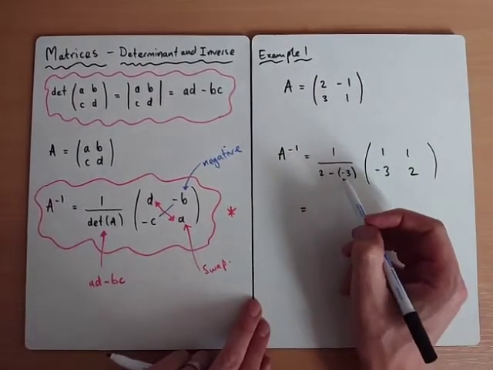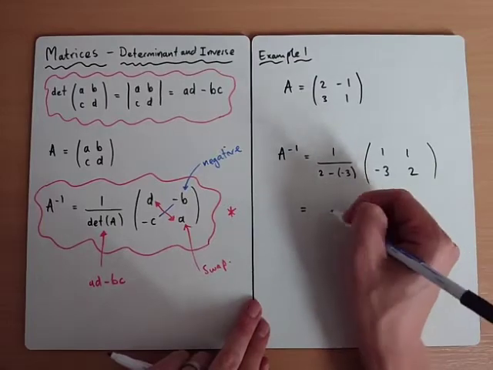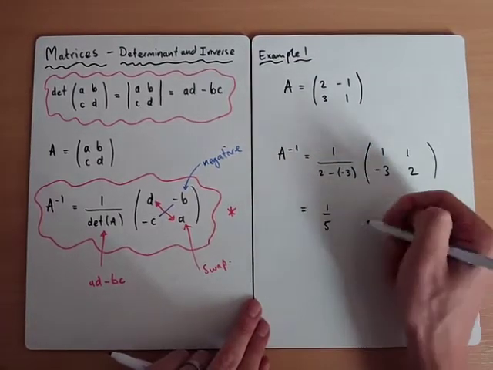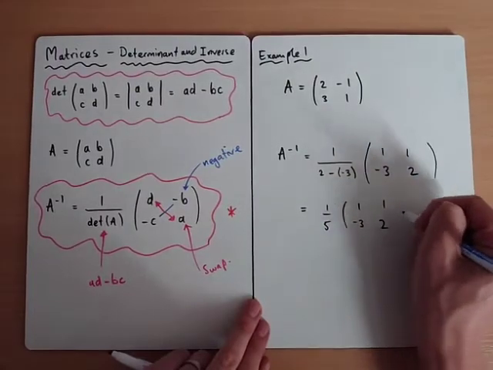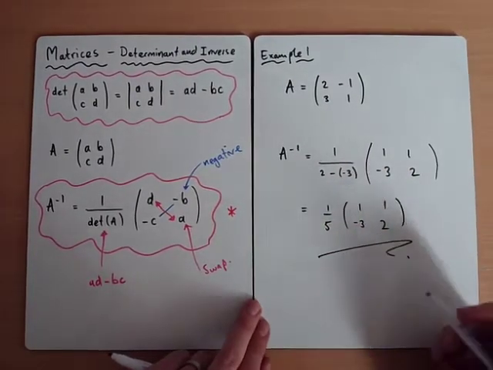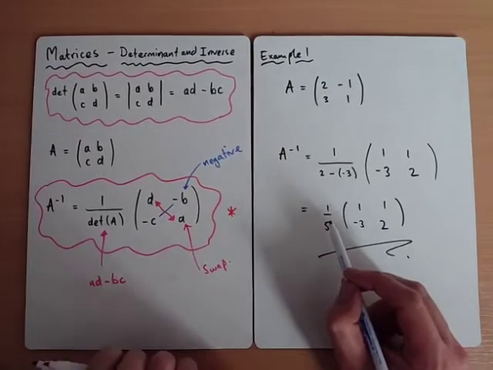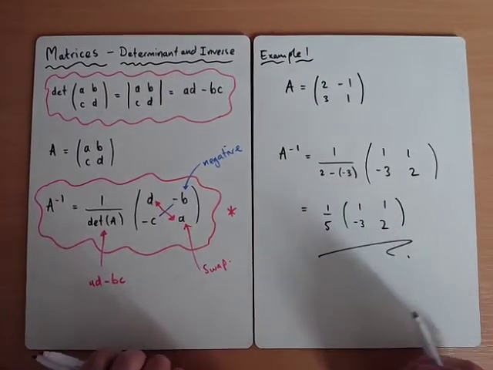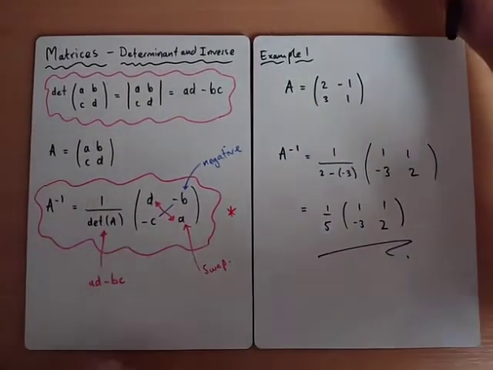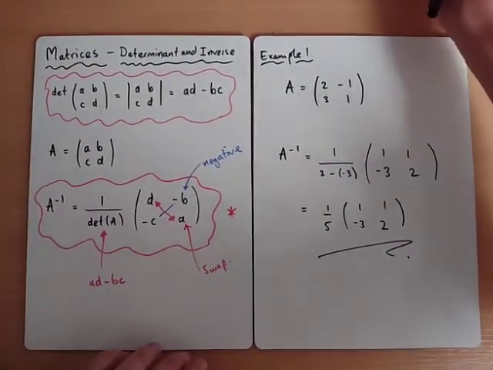So what have we got? Minus minus is a plus, so we've got 1/5 of 1, 1, minus 3, 2. You can leave it like that. Obviously, we know how to multiply matrices by a value, so you could multiply inside and get 1/5, 1/5, minus 3/5, and 2/5, but you may as well leave it outside as a multiple. There's nothing wrong with that.